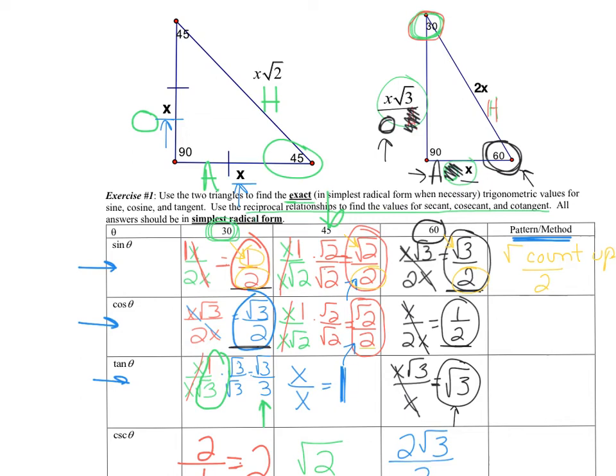Cosine works opposite. So we have still over 2, so that part's not opposite. And we have radical 3, radical 2, radical 1, which is 1. So this is square root count down. Tangent doesn't really have any sort of nice pattern. We're going to learn a way to do that in a little bit.